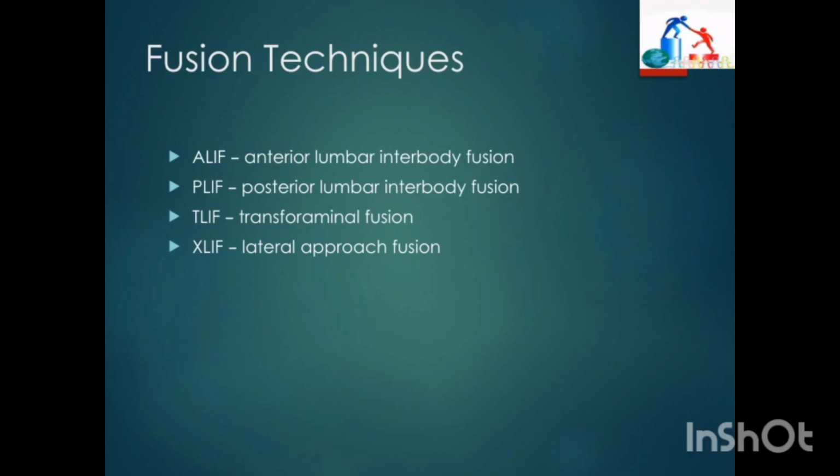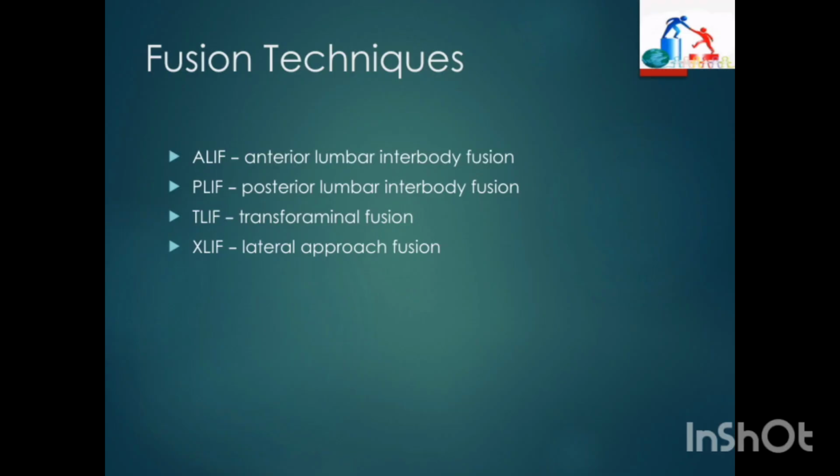Then there's TLIF, transforaminal fusion. This approach is also from the back, but it's more lateral, going through the foramen, the opening where the nerve roots exit. TLIF allows us to access the disc space with less retraction of the nerve roots and less disruption to the spinal canal, which can be beneficial in reducing some risks.